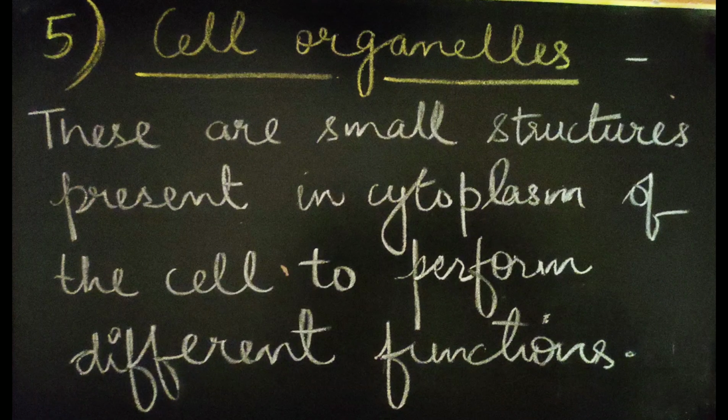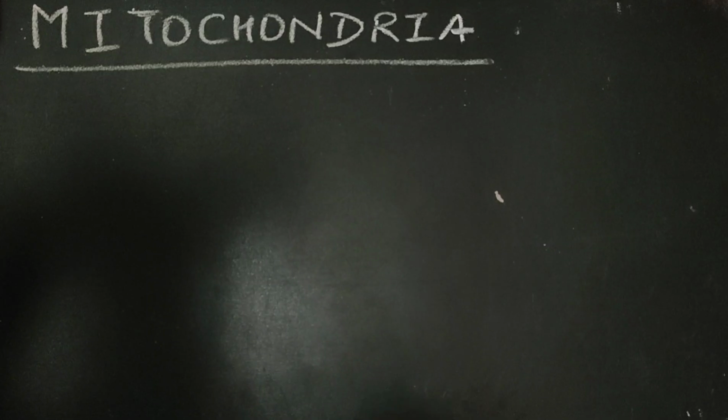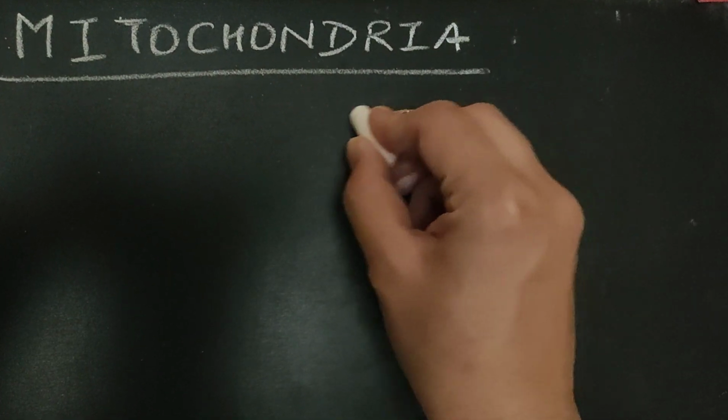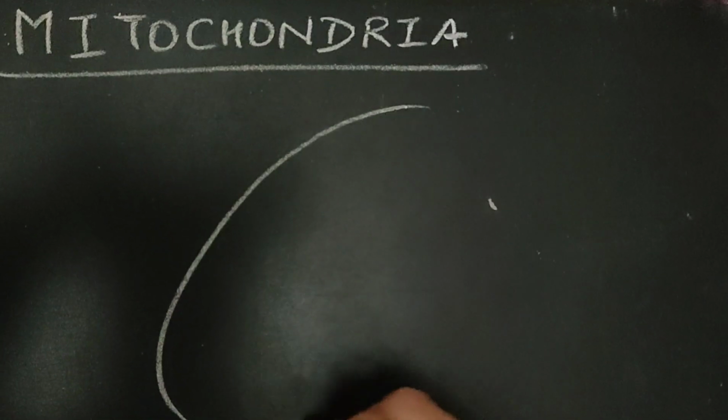So after nucleus, the next important part of the cell that we are going to discuss are the cell organelles. These are small structures present in cytoplasm of the cell to perform different functions. So the first cell organelle that we are going to discuss is the mitochondria. So let us first understand the structure of mitochondria.